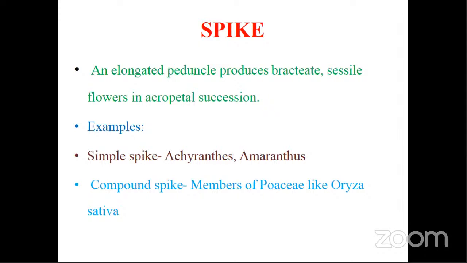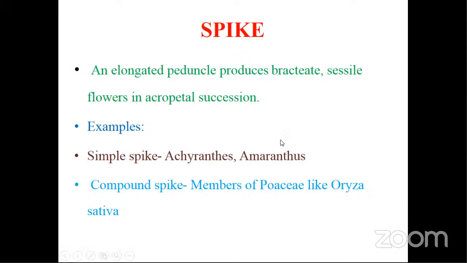In spike, the peduncle is elongated. It is just like a simple raceme, but the only thing is, in spike, the flowers are sessile. In raceme, flowers were pedicellate. The peduncle is elongated and produces bracteate sessile flowers in acropetal succession. Simple spike means peduncle is unbranched. Compound spike means peduncle is branched. In compound inflorescence, we will only see many simple spikes. In all the compound inflorescences, it is the same.